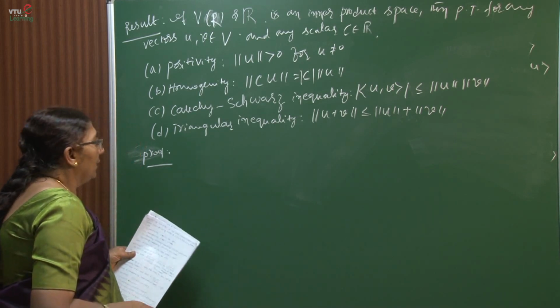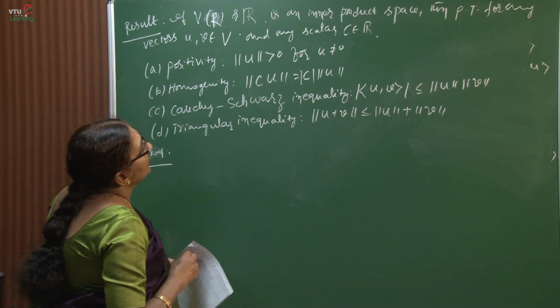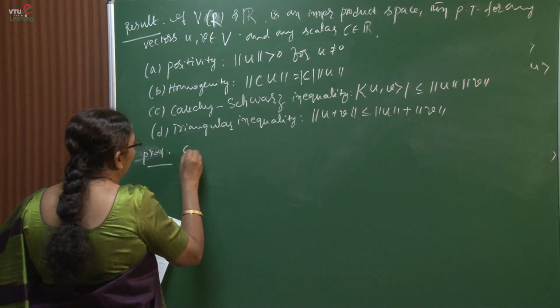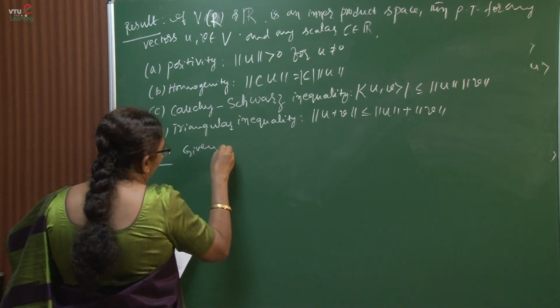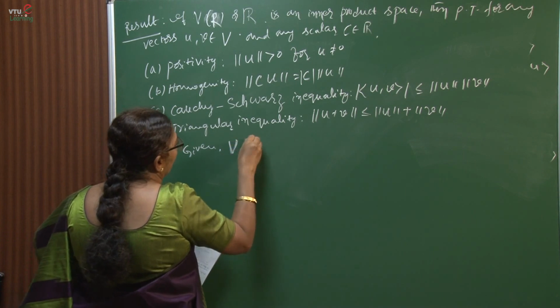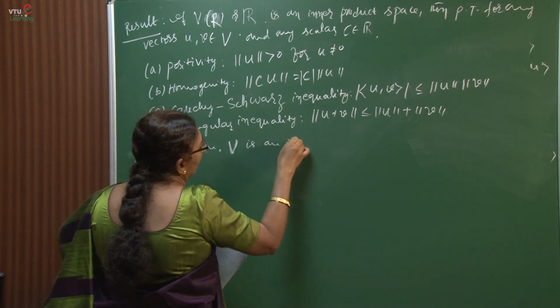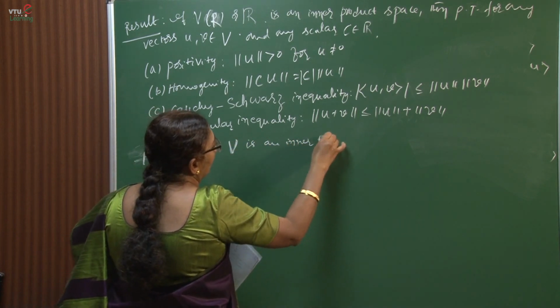Okay. Now, what is given? V is an inner product space.